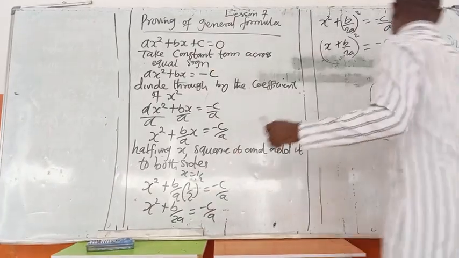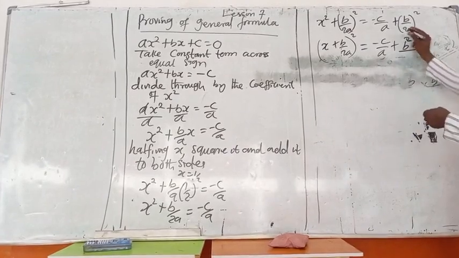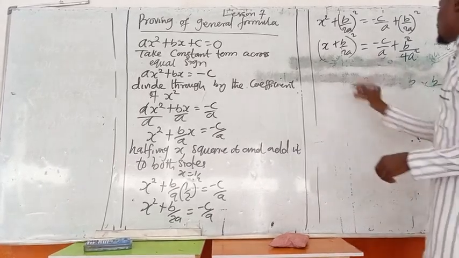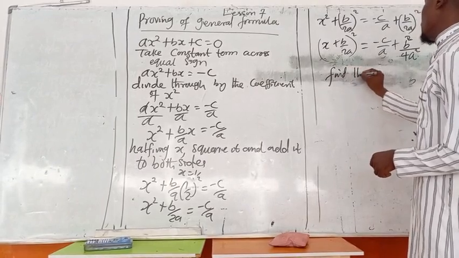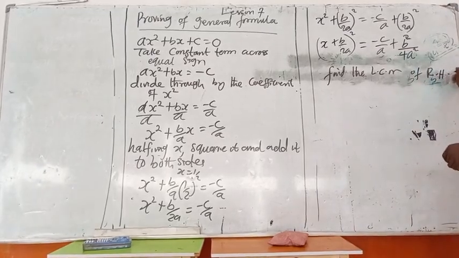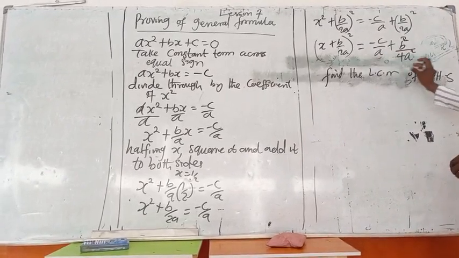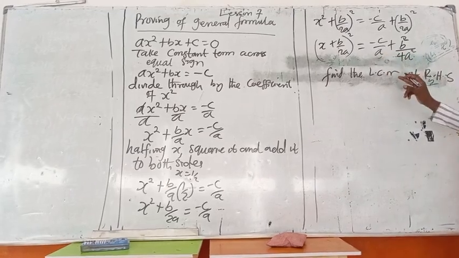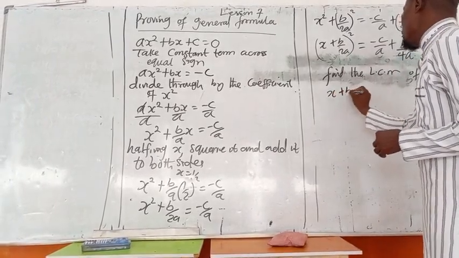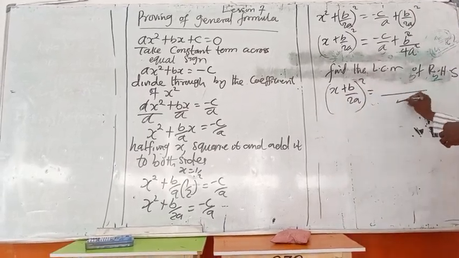Now, I'll go back to what I have. I have b squared, 2 times 2 is 4, a times a we have a squared. This is what I have. Now, you now say find the LCM of the right hand side, which is 4a squared and a. If you can see, 4a squared can be divisible by a without remainder, which means that the LCM is 4a squared.